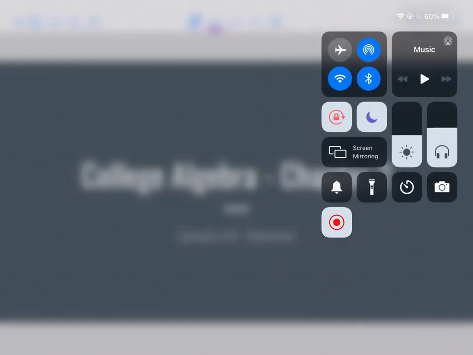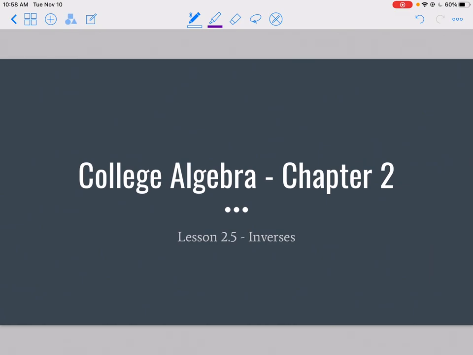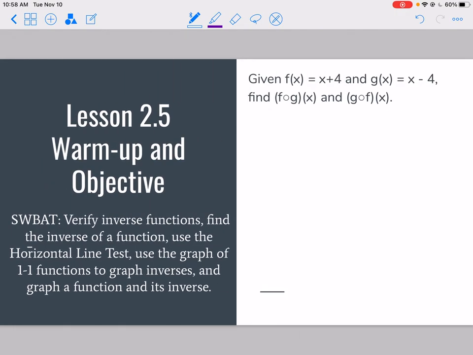Hi guys, so today we are doing the very last lesson in chapter 2, which is lesson 2.5. We are going to talk all about inverses today. And then after Thanksgiving break, when we come back, we will do your chapter 2 review and then your test.